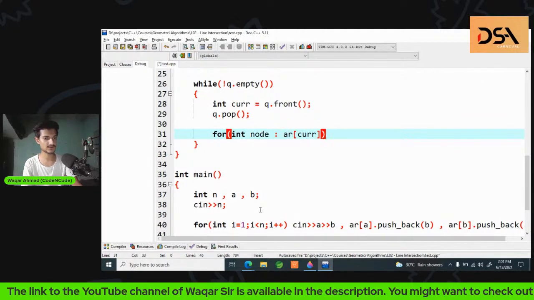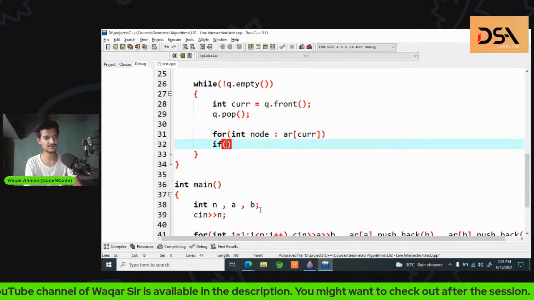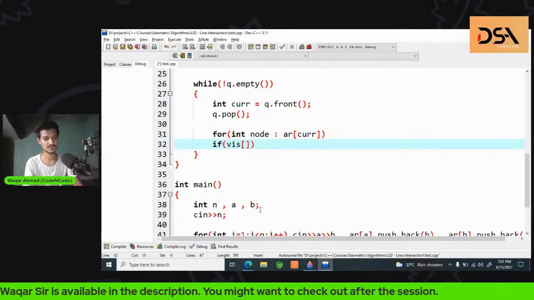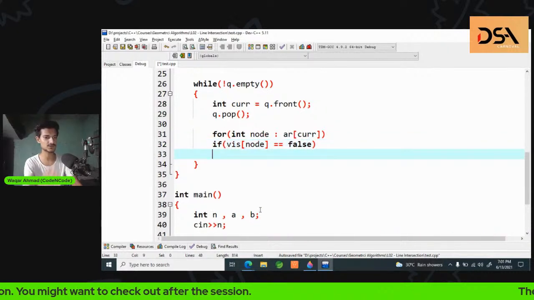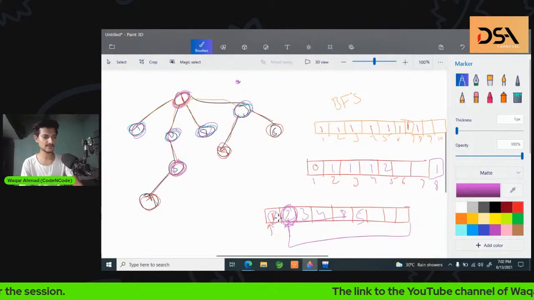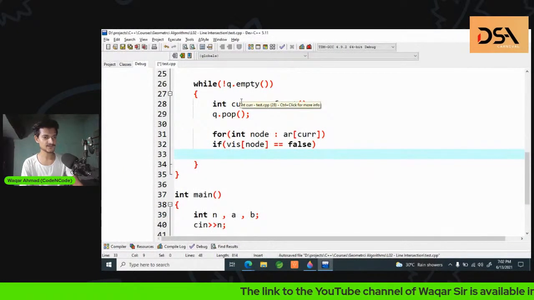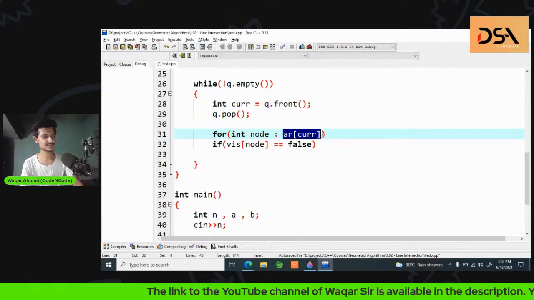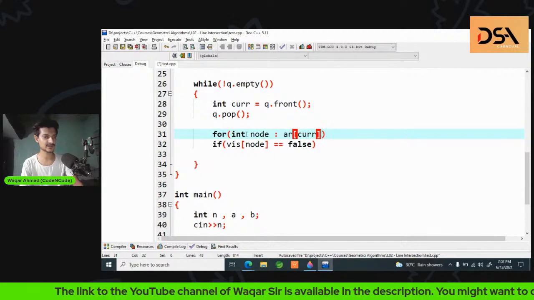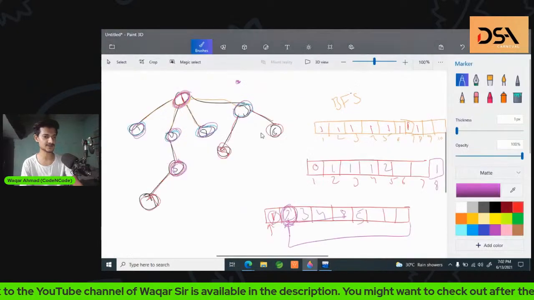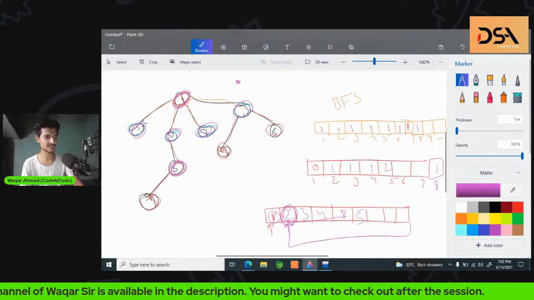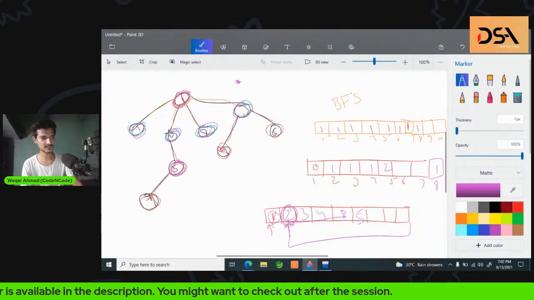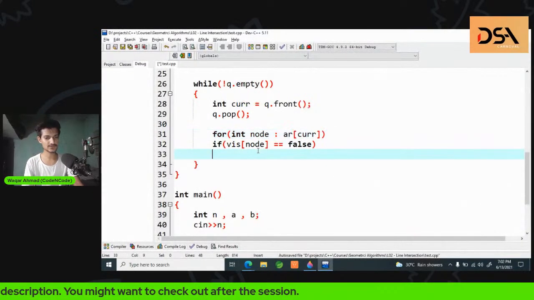you'll process each node one by one and check if this node is visited or not. If it is not visited, you need to insert this into the queue. So basically, I was having one, so current represents one, and then in the adjacency list of node one, I'm taking nodes one by one and seeing whether they are visited or not. In the adjacency list of one, there was four. Is four visited? The answer is no. So I'll insert four into the queue.